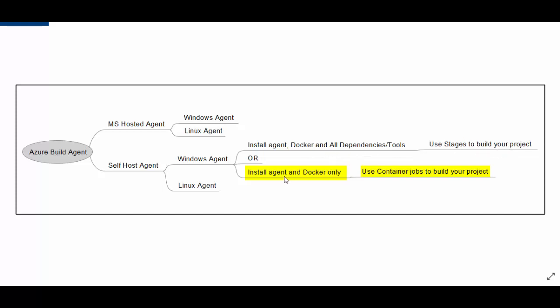But there is another way where you just install an agent and you install Docker. That's it. You don't need to worry about installing a specific dependency version or a tool version. All that you will provide through an image, and Docker will run that image as a container, and your project will be built inside that container. And that whole thing is supported by using container jobs. So this is the concept we'll look at today.